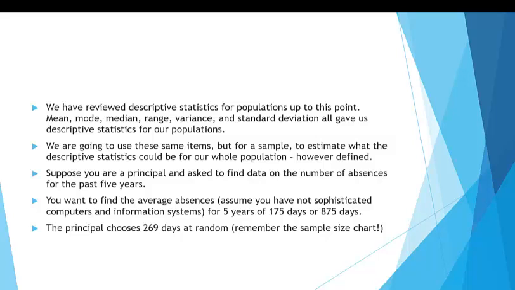Within this 269 days, we know that there are going to be days where maybe the weather was bad and a lot of students stayed home, days where there was a pep rally and a lot of students came to school, and then normal days in between. So we're trying to get all the extremes, and based upon that data chart, if we pick 269 days for a sample out of a population of 875, we should be able to pick up most of those extremes.